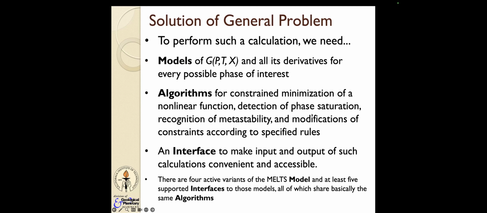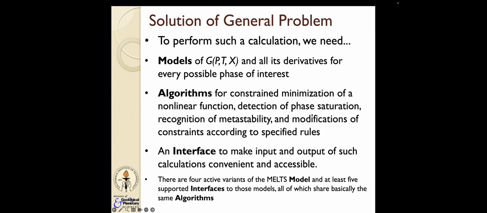Okay, so that's what we want to do. We want to calculate equilibria. We want to be able to quickly and conveniently drive equilibrium along some path in pressure, temperature, composition space. In order to do that, you need 3 classes of tools. First, you need models. You have to have the Gibbs energy function of pressure, temperature, and composition with all its derivatives for every phase that might appear in your system. Every mineral, every solid solution, every silicate or carbonatite or what have you, liquid, and the vapor phase.